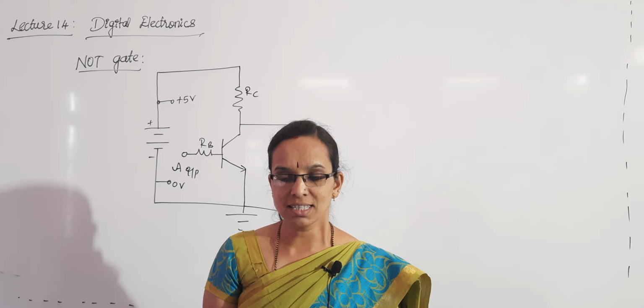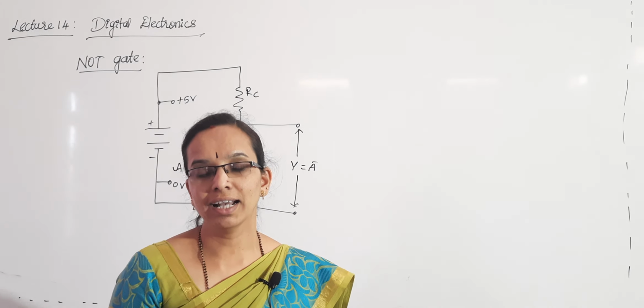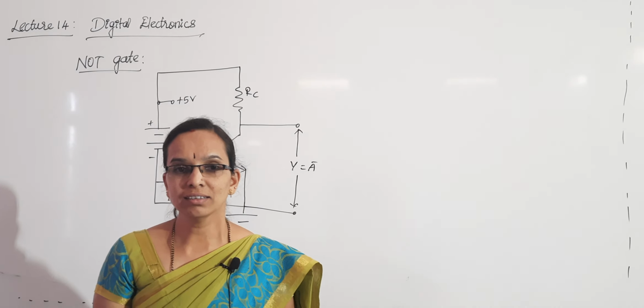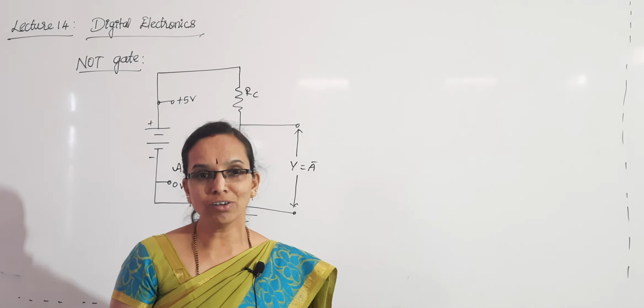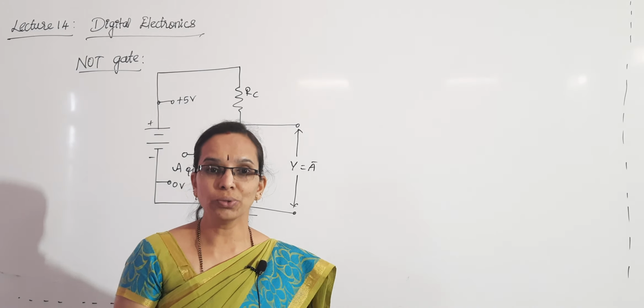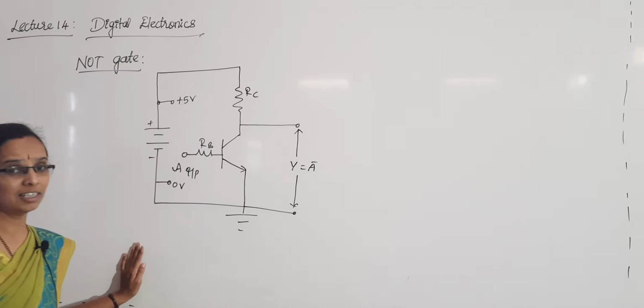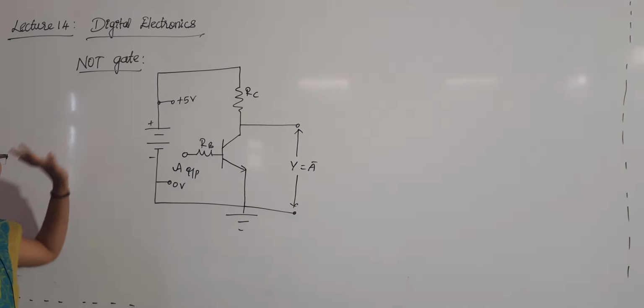We were into logic gates. In that we have already studied the logic OR gate and logic AND gate, and the circuit analysis of both the logic OR and AND gates using two diodes, right. So now we will move into the third basic gate, that is the NOT gate.